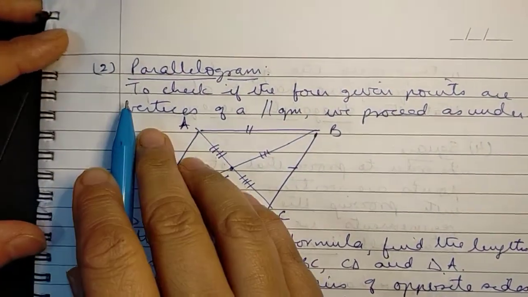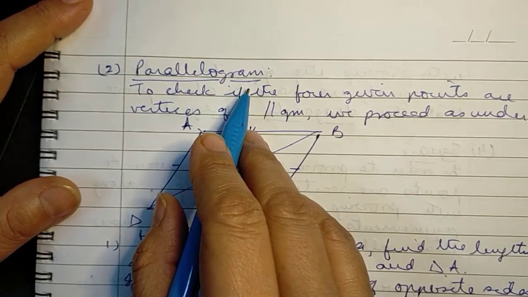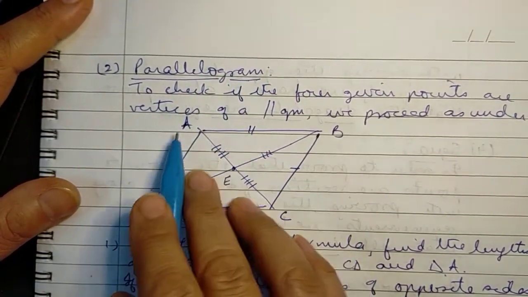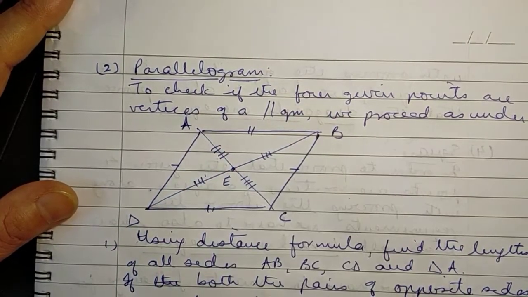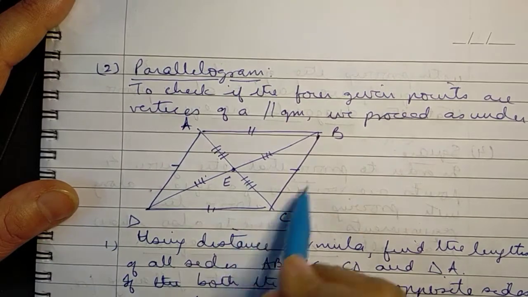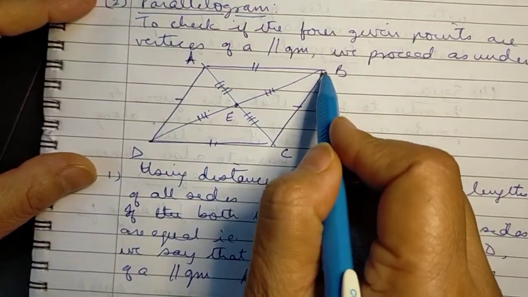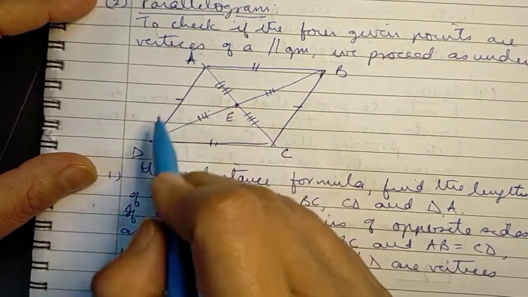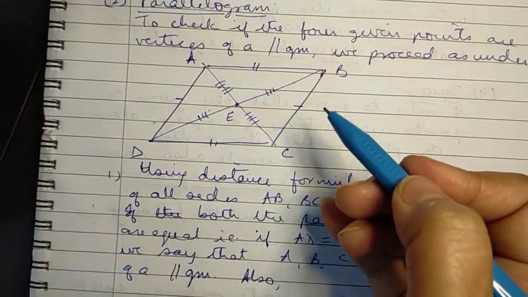Now we come to the next kind of questions which have to do with the parallelogram. Now suppose we are given the coordinates of four points, and we are required to prove that they are vertices of a parallelogram. Now we are already aware that for four points to be vertices of a parallelogram, what are we required to prove?